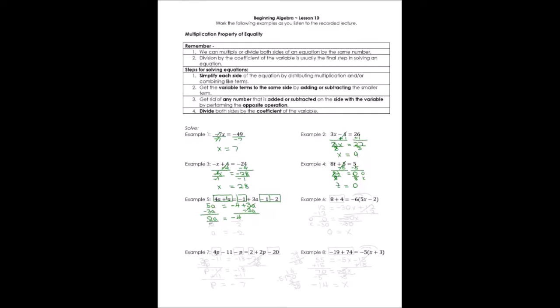Divide by the coefficient of the variable term. Remember, you always look to the variable side to see what to do next. A is now equal to negative 4 divided by 2, or negative 2. Example 6.